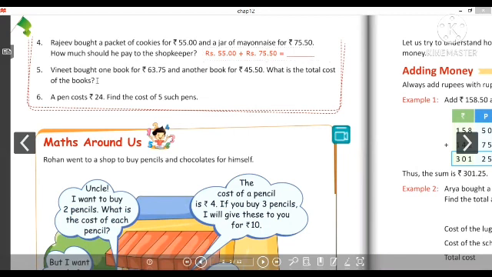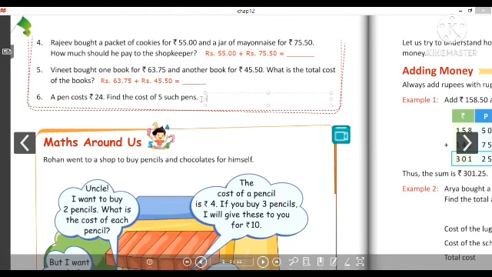Okay. Now next one. Vineet bought one book for rupees 63.75 and another book for this much. What is the total cost? So again here is a total cost. So what we have to do? We have to add these two amounts, right? So now rupees 63.75 plus rupees 45.50 is equal to, here you will write down your answer.